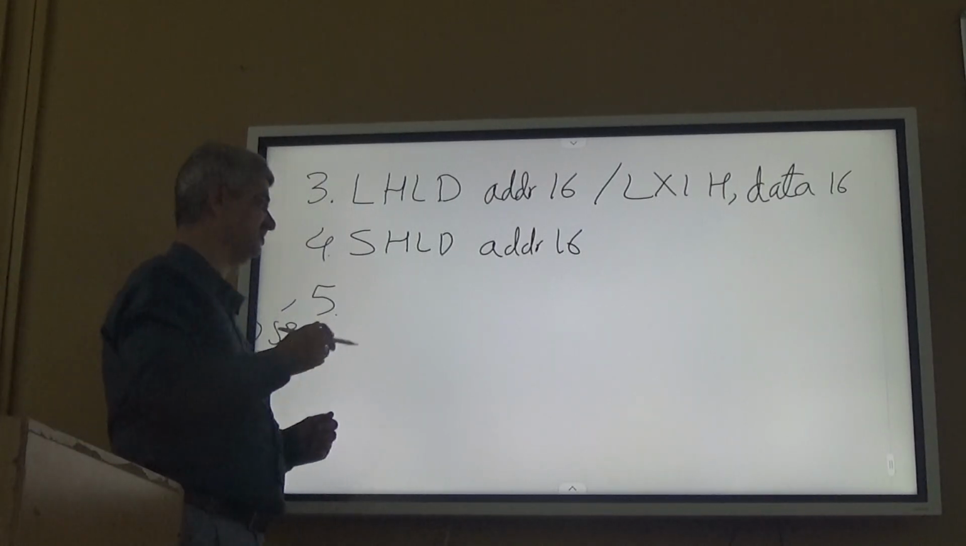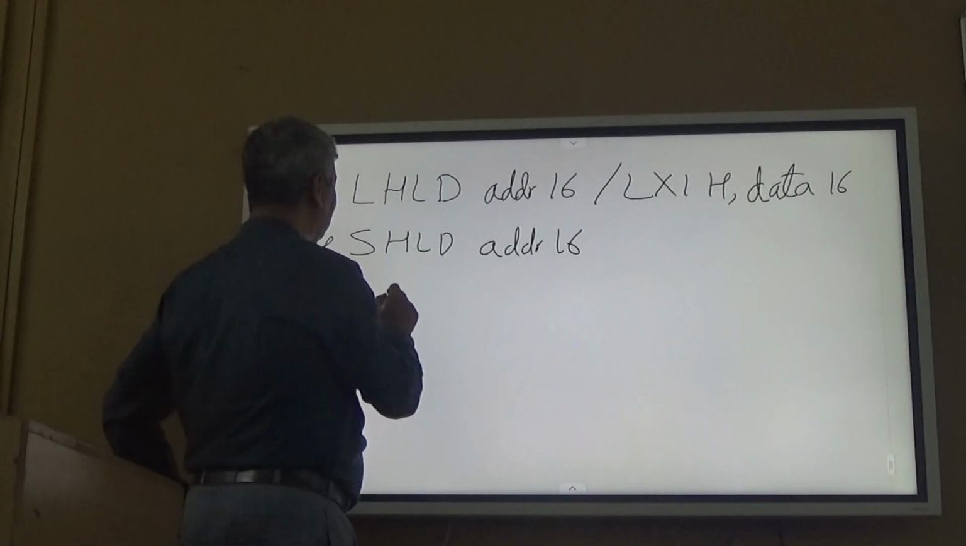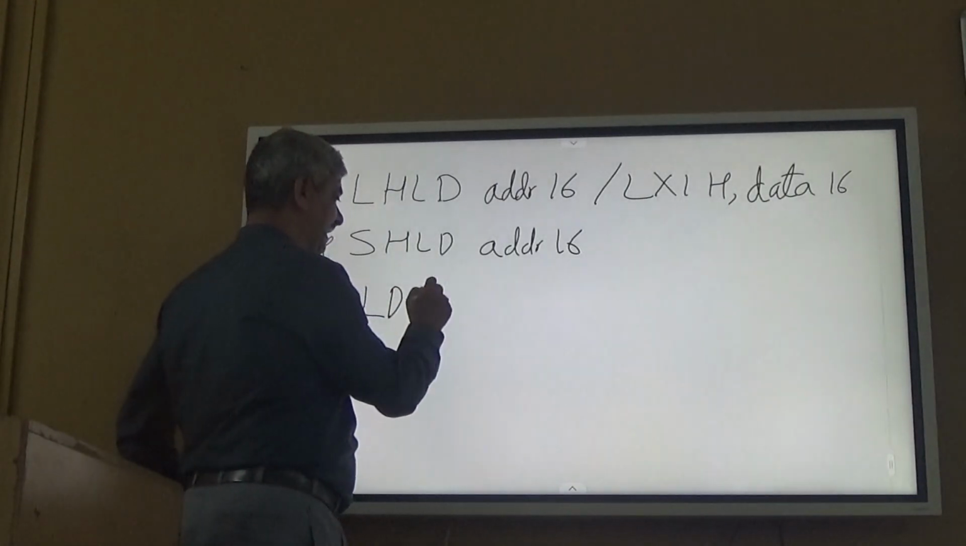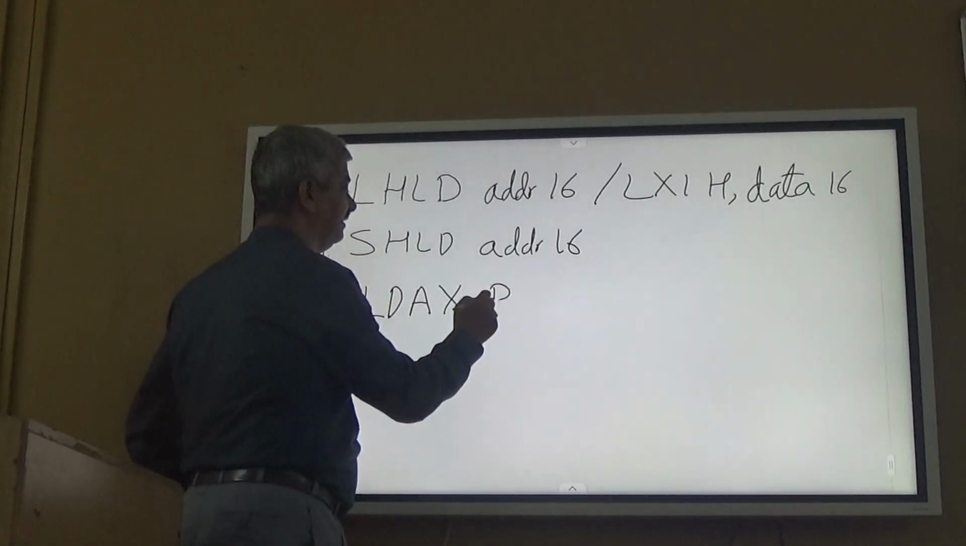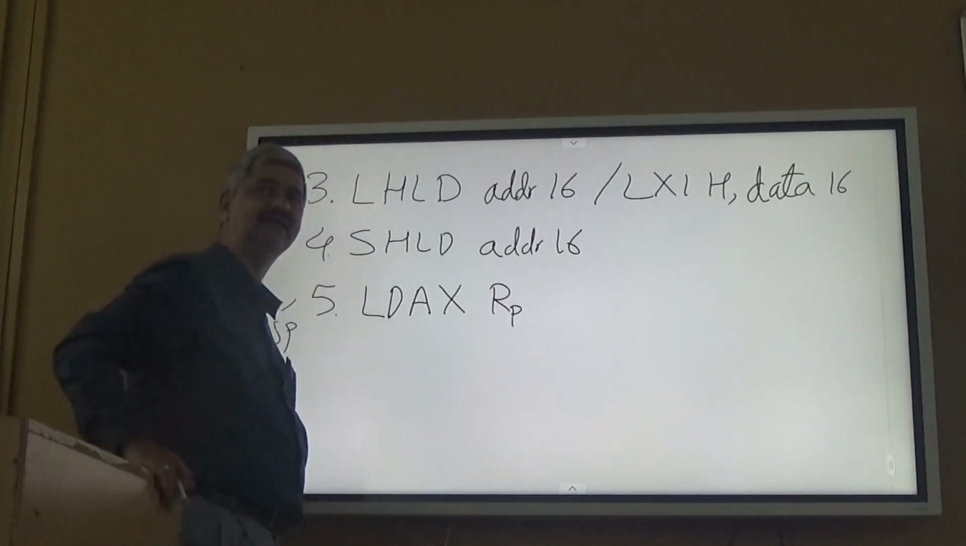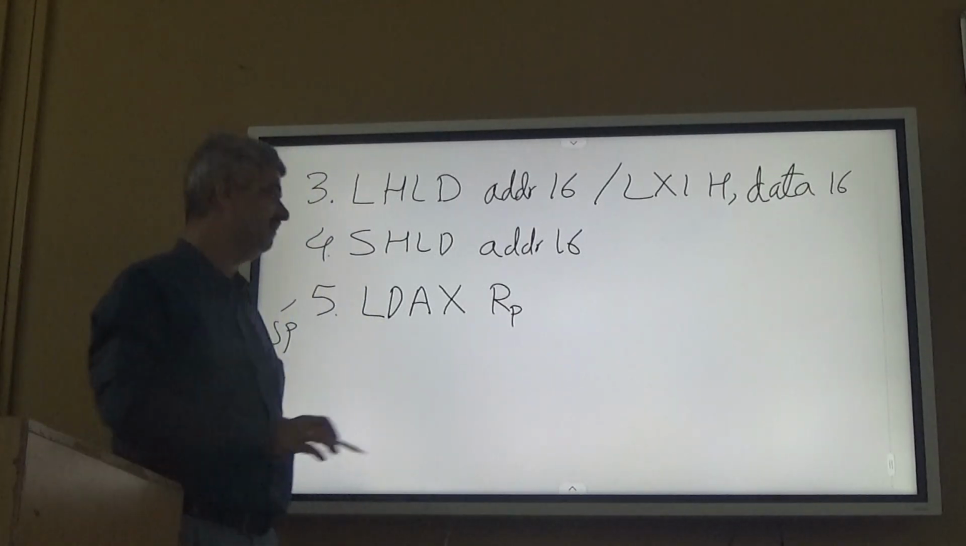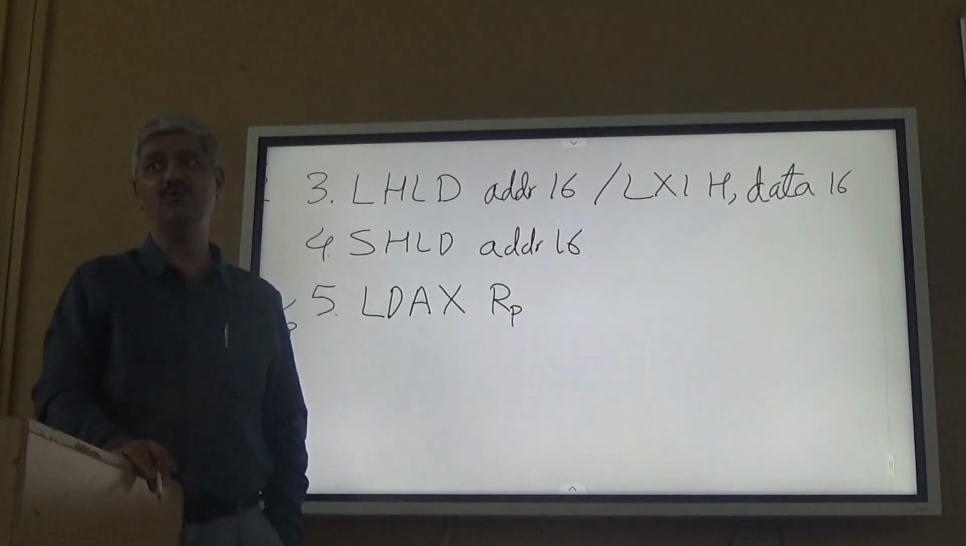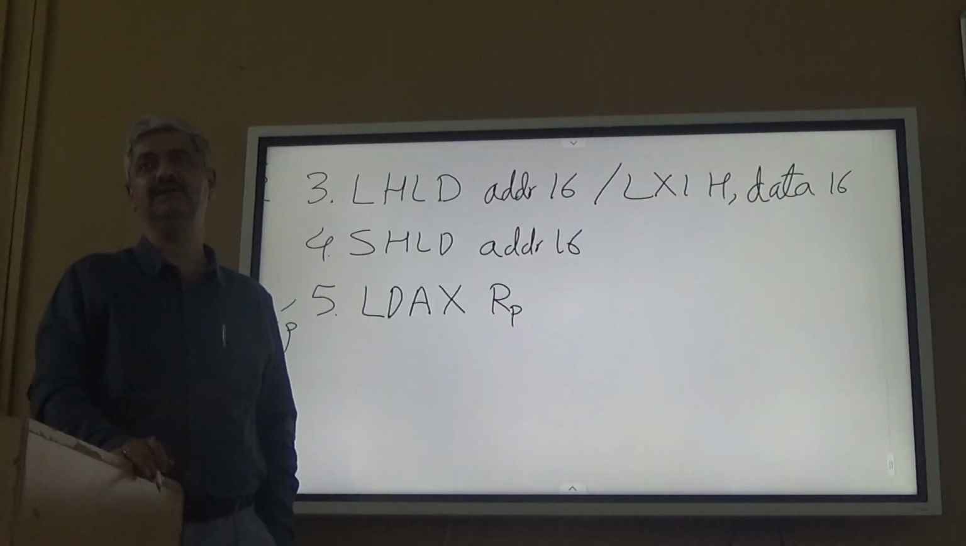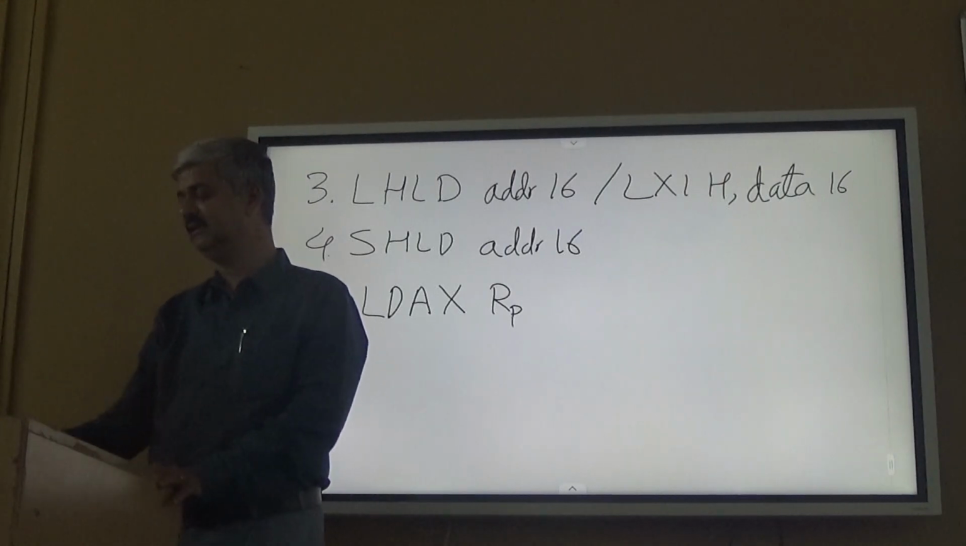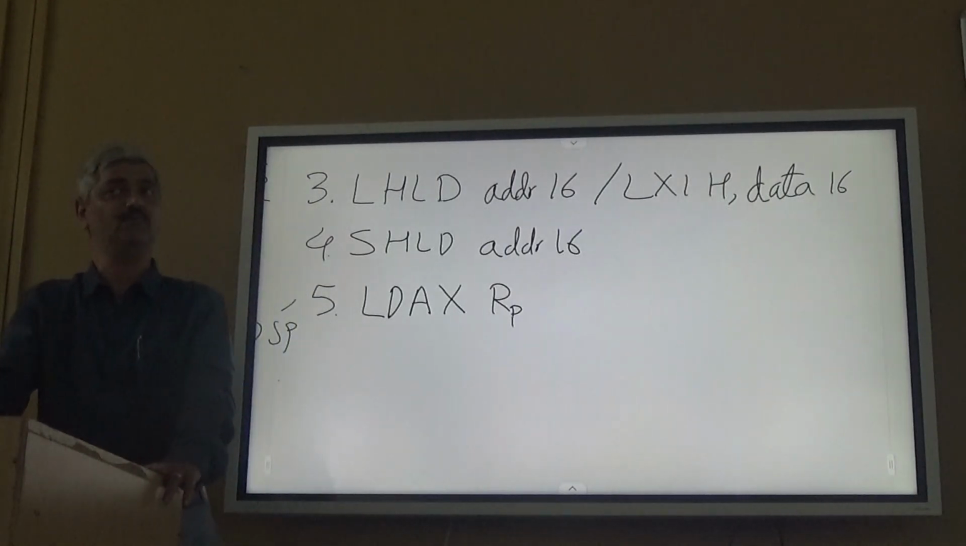So the next instruction is LDAX RP. Listen now. LDAX register pair. So the instruction is, listen very carefully, indirect mode for the source and destination accumulator.